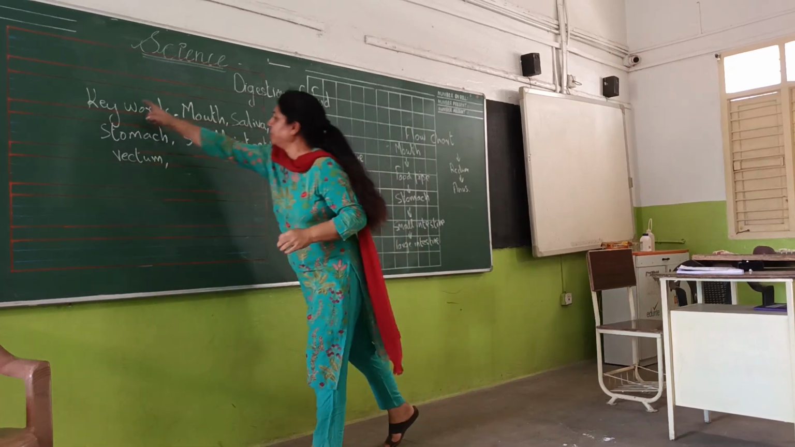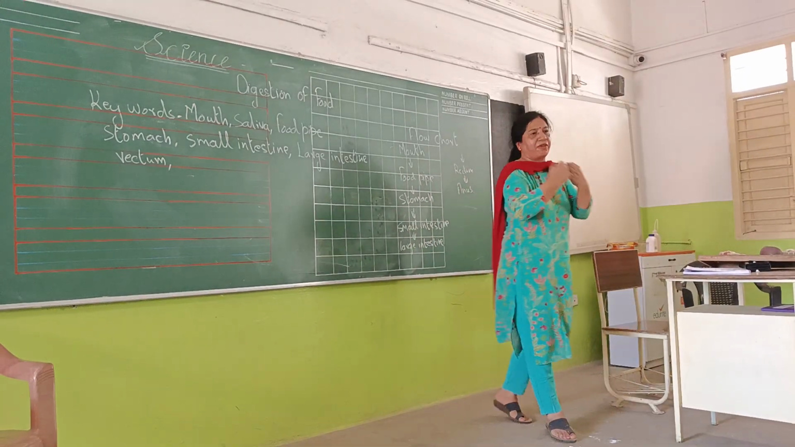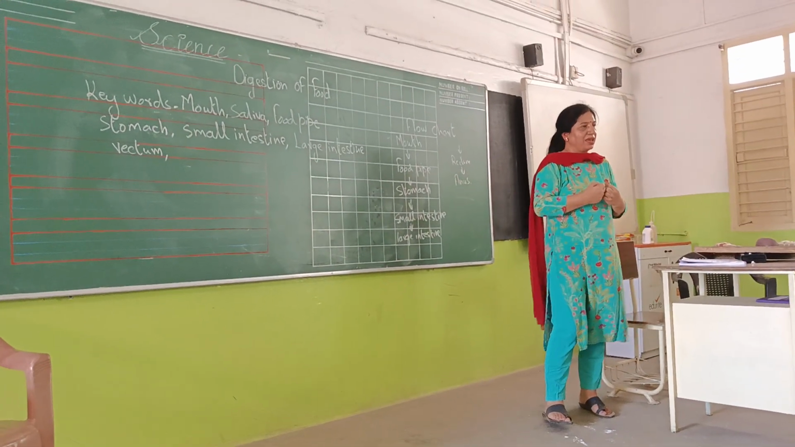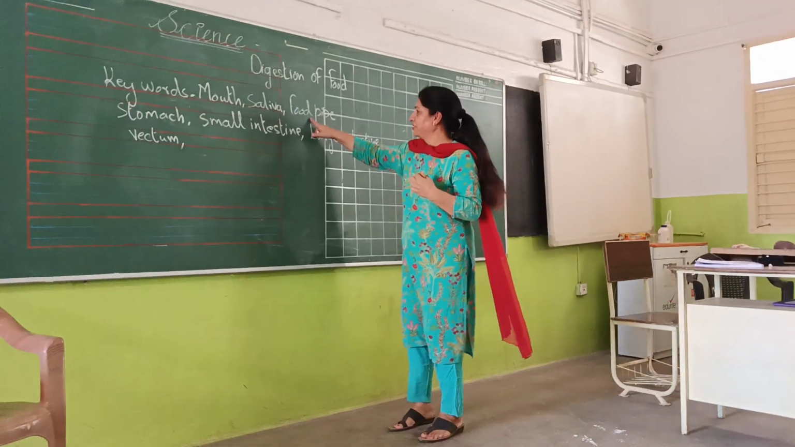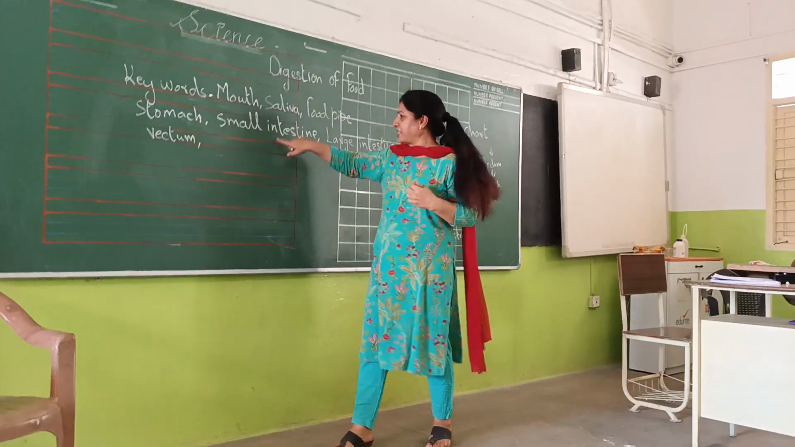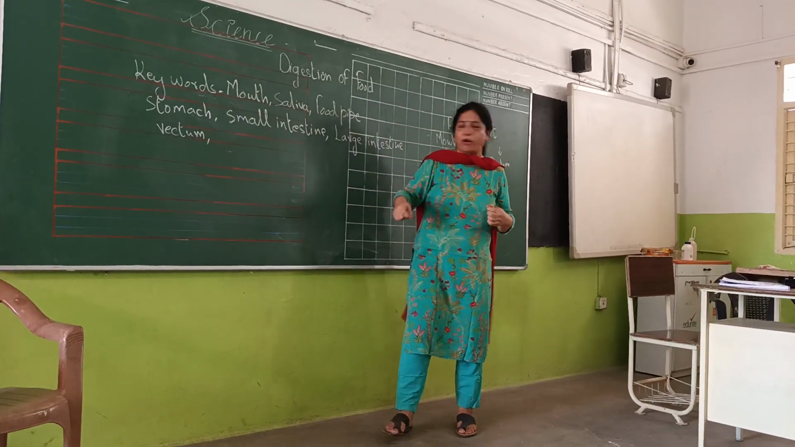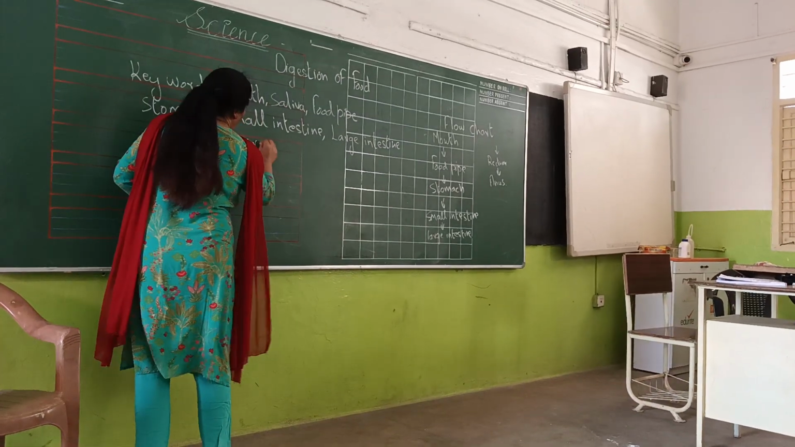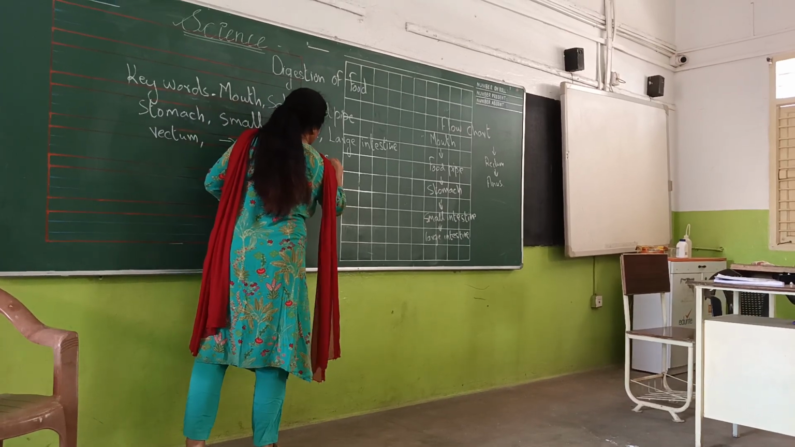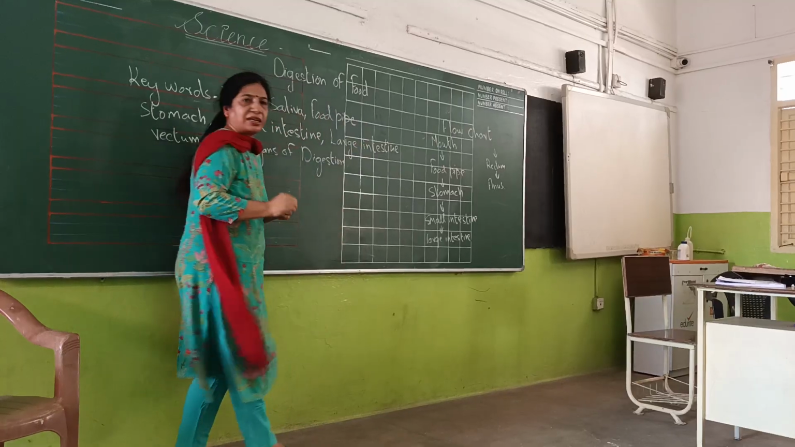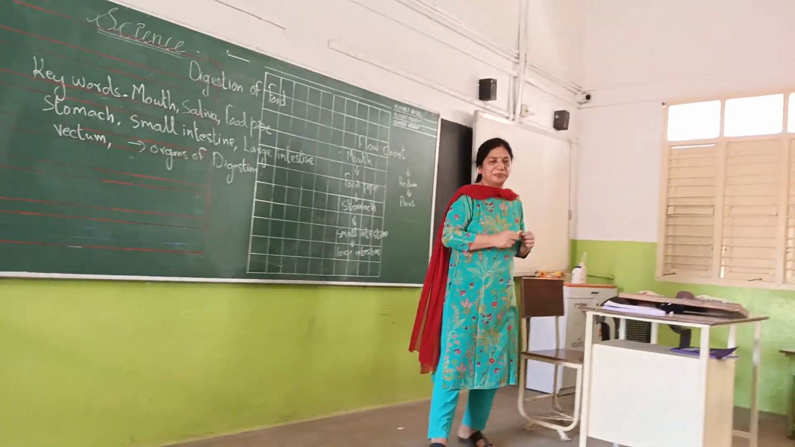Now, you will see all this, everything inside our body. Food pipe, stomach, small intestine, large intestine, rectum. Now all this is found inside our body and they are called organs of digestion. Is it clear? Any doubts? No, ma'am. Thank you, ma'am.